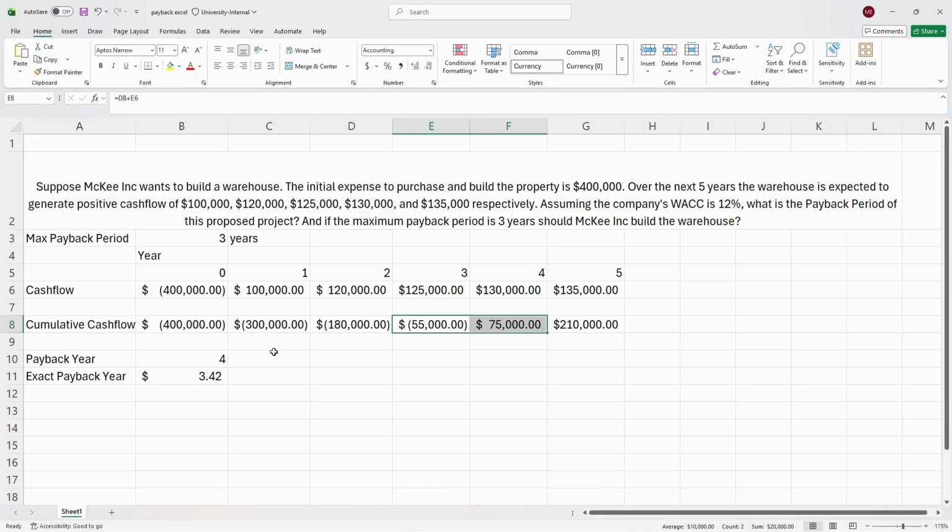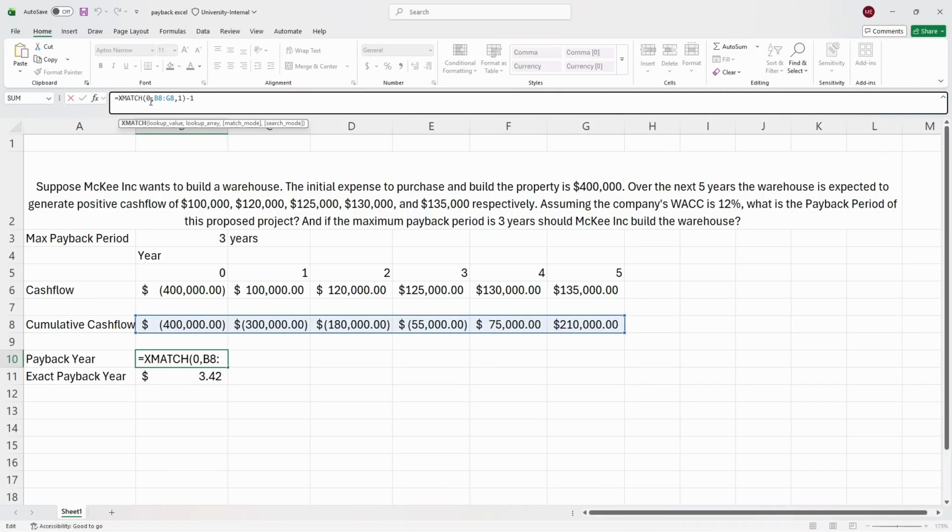If you want to have an Excel function do this for you, XMATCH can look that up for you. So the lookup value is going to be 0. That's what we're looking for when it flips from negative to positive. So 0 is when that happens. And our lookup array is just our cumulative cash flows. Our match mode is telling us that we're looking from negative to positive. Search mode by default, we're going to start at the very first value here, which is exactly what we want. And XMATCH will then tell us which number on which column is the first one where we have that flip.